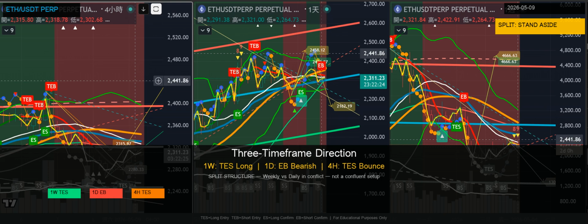The daily has flipped back to bearish. The EB signals that the daily multi-day long structure has failed, and short-term bearish pressure is now dominant. Daily bias, bearish, driven by EB.